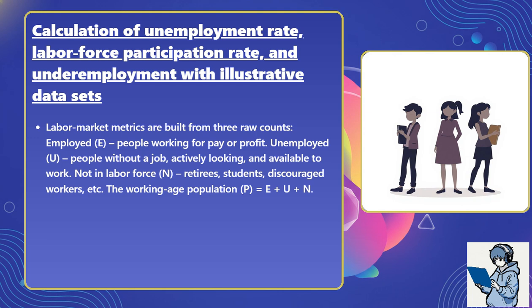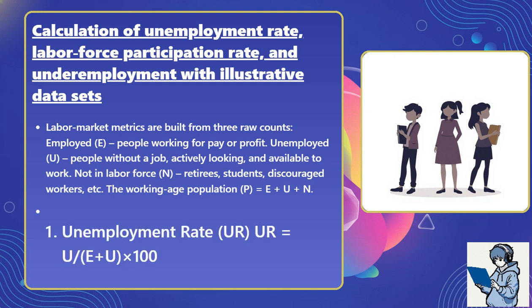Labor market metrics are built from three raw counts. Employed, E: people working for pay or profit. Unemployed, U: people without a job, actively looking and available to work. Not in labor force, N: retirees, students, discouraged workers, etc. The working age population, P, equals E plus U plus N.